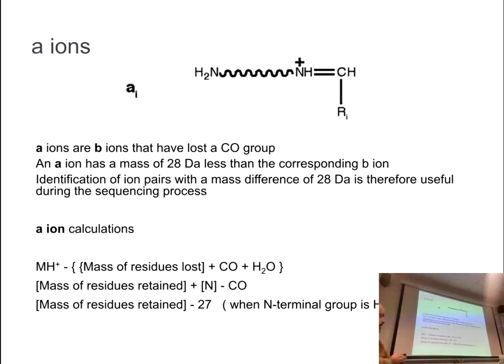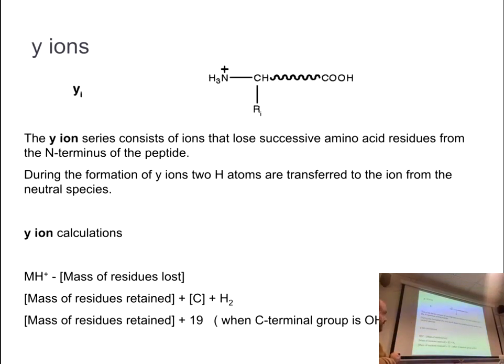And then we've got the Y ions that we talked about. They consist of ions that lose successive amino acid residues from the N-terminus of the peptide. And during the formation of Y ions, 2 hydrogen atoms are transferred to the ion from the neutral species. So the mass is going to be the mass of the residues retained plus the C-terminus now. And in our case, the C-terminal group is going to be OH. We haven't modified our peptides, so it's going to be HOH plus H2. Simple.